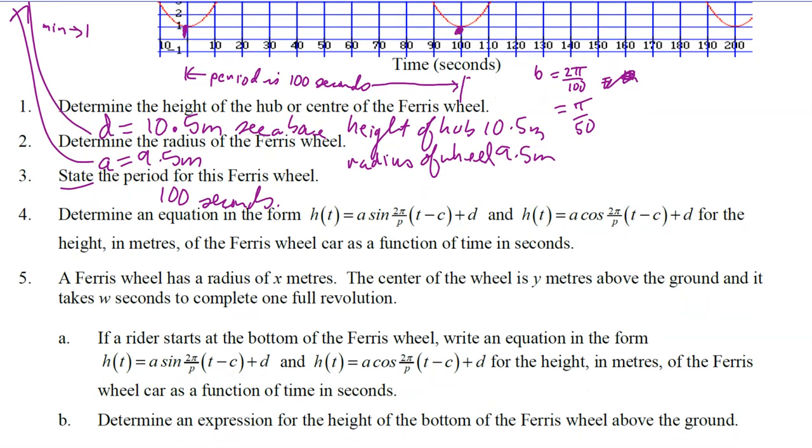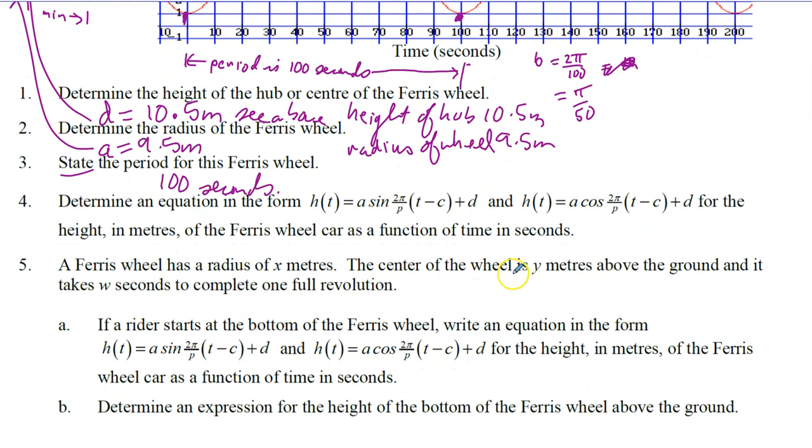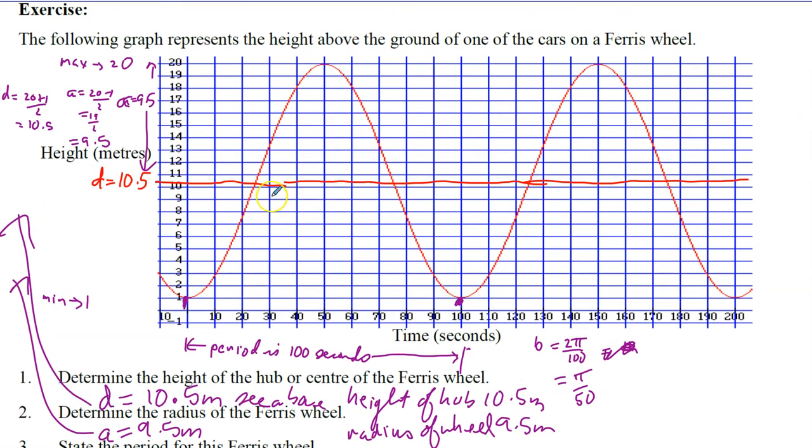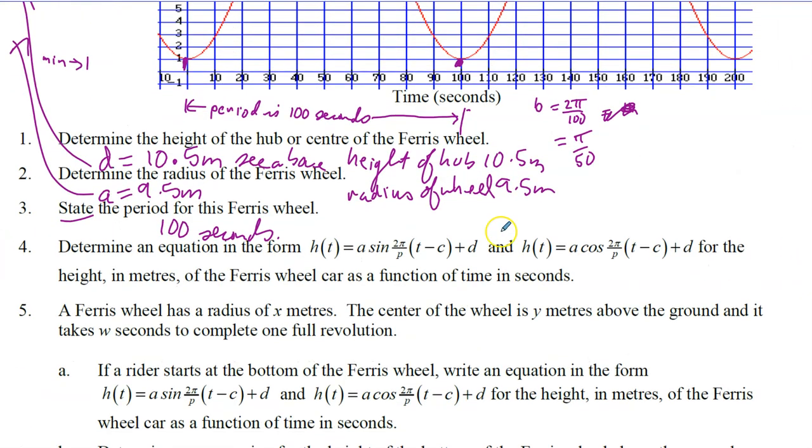Determine an equation in the form a sine. So if we want to do this as a sine function, it's midline going up. So this will be a 20-second phase shift, 20 to the right. So we already have everything else. So h of t is 9.5 sine, and they want 2 pi over the period, so 2 pi over 100, there should be a bracket there, t minus 20, because it's 20 to the right, plus d, which is 10.5.